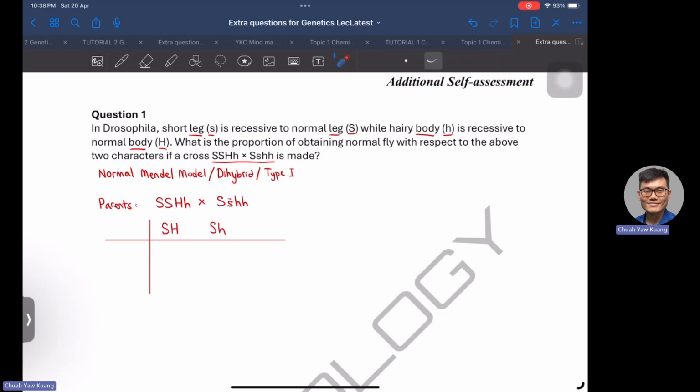For the second parent, it is going to produce a big S, small h, and then the second would be a small s, small h. Two types of gamete as well. So big S, small h, and small s, small h. Once we have all the gametes, then next we will do the cross. So we'll cross one by one.